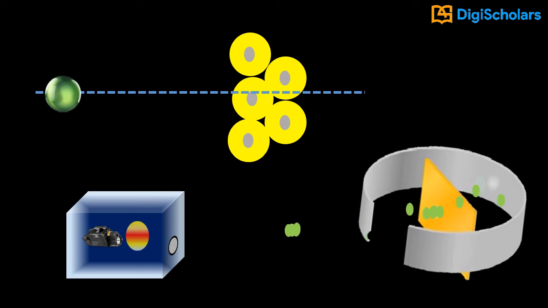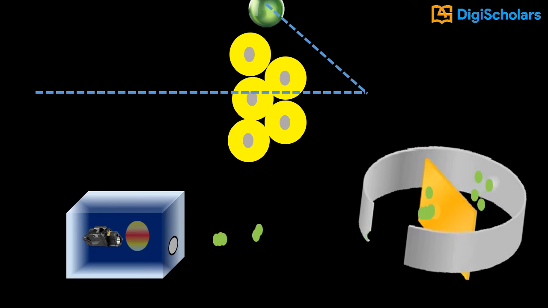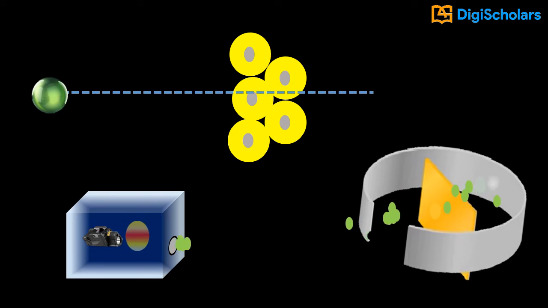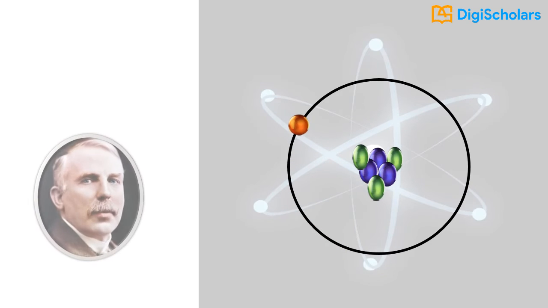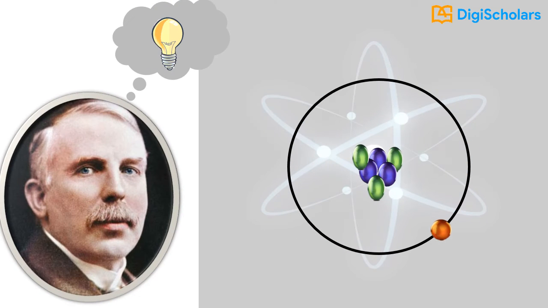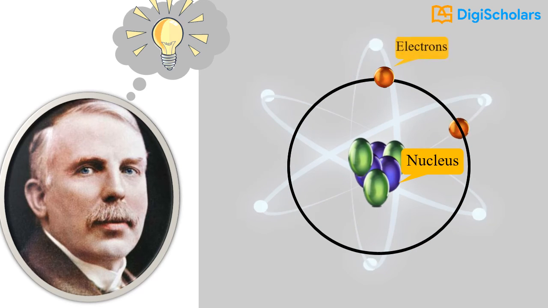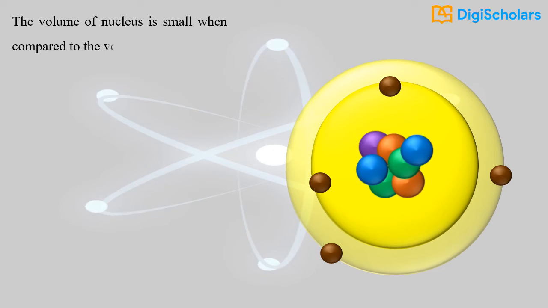A few of them were deflected at very large angles from their original direction, and a few were even turned back on their path. Based on this experiment, Rutherford proposed a set of assumptions. They are: positively charged particles of an atom are held together in the center of the atom. It is called the nucleus. The nucleus is surrounded by electrons. The volume of the nucleus is small when compared to the volume of an atom.